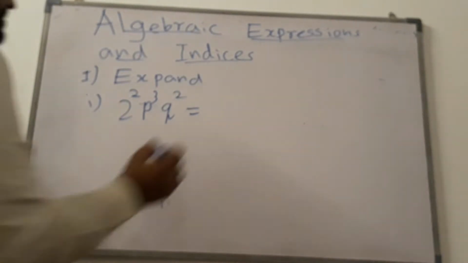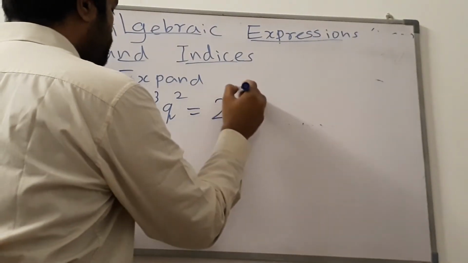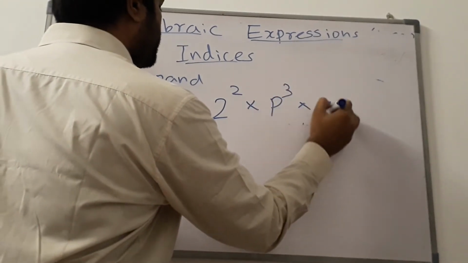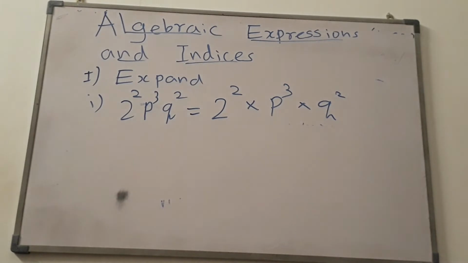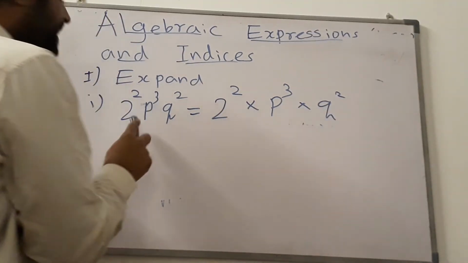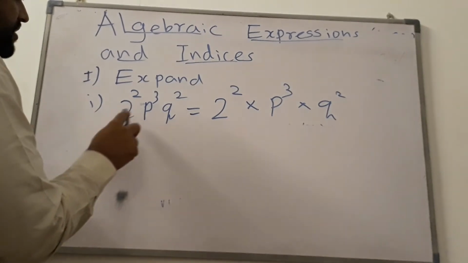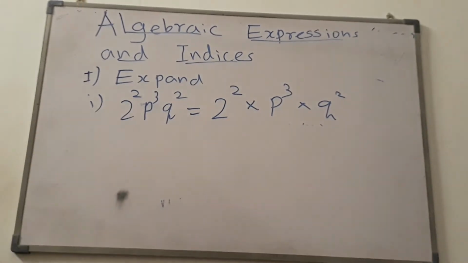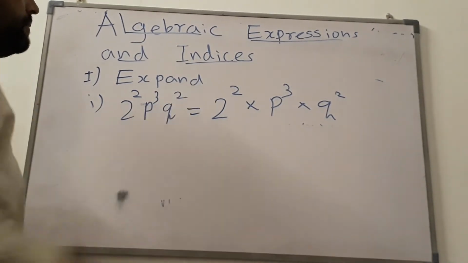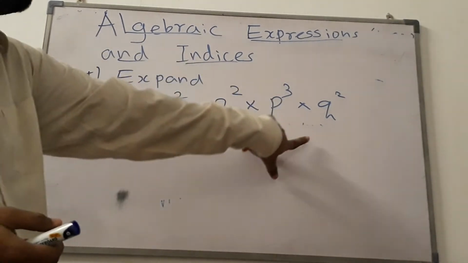When we expand this, we can write this first as 2 to the power 2 times p to the power 3 times q to the power 2. If we multiply these three together, we can join them, and if they are joined together, we can expand it in this fashion as well.